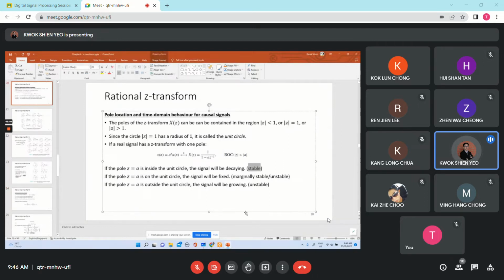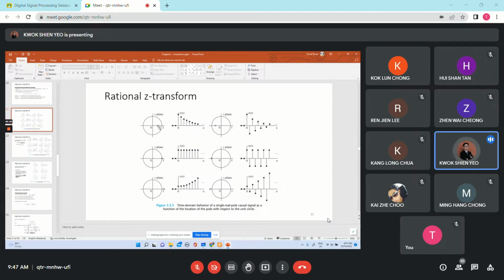Okay, so this slide says if the pole is inside the unit circle, the system is stable, right? If the pole is on the unit circle, then it is marginally stable, or it can be unstable. If it is a double pole, then it will be unstable. If it is a single pole, then it is marginally stable. Right? If it's outside, then it is unstable. So we refer to this slide to determine whether the system is stable or unstable.